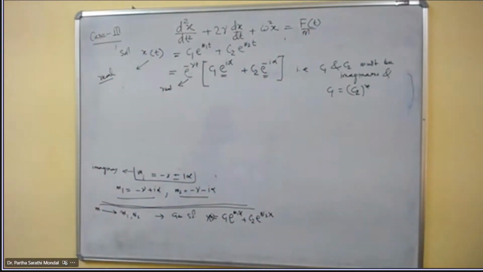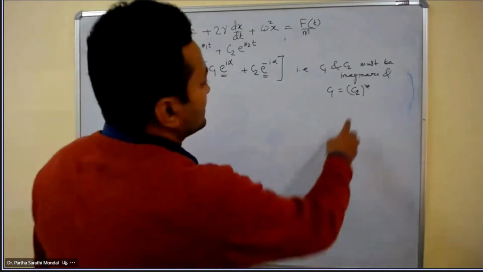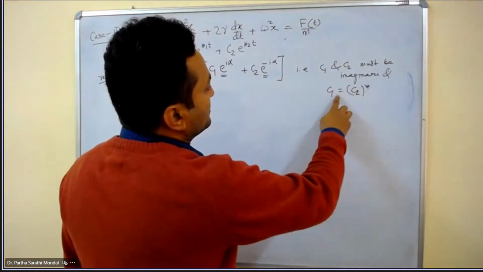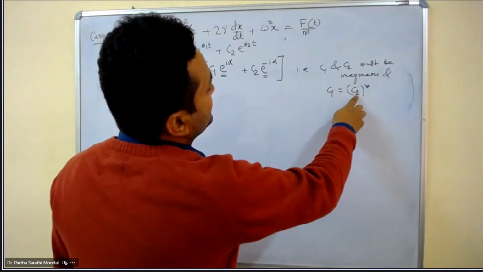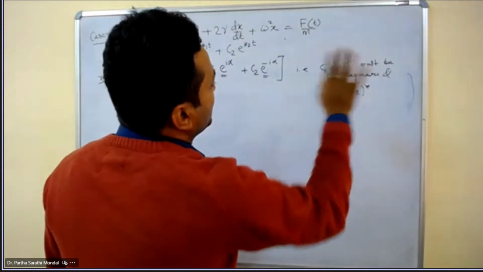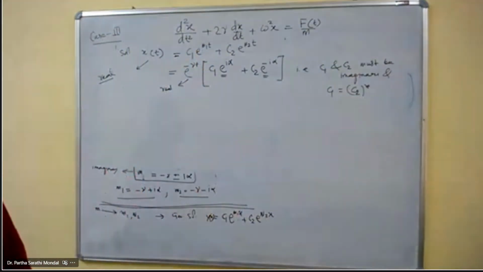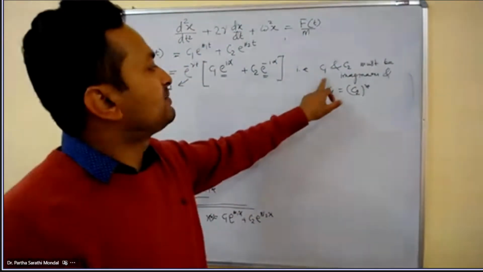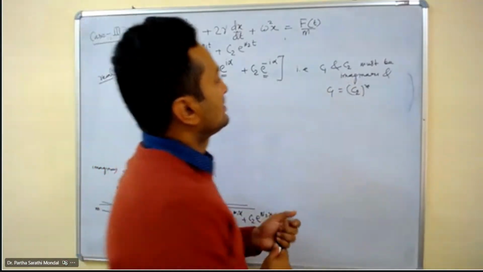Sir, what superscript is written above C2? Can you repeat it? I can see clearly, this is not C1 equal to C2. This is C1 is actually C2 to the power star. That means C1 is the complex conjugate of C2.